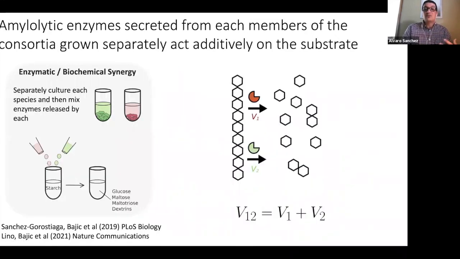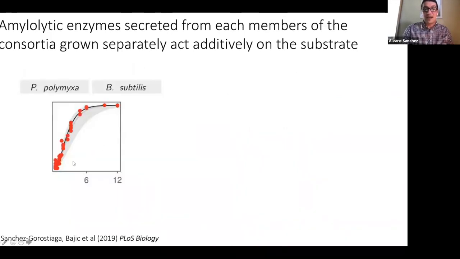And at that point, using basic biochemical kinetics, we know that when you mix two enzymes that act independently on a substrate, the rate of the pair of enzymes is going to be the sum of the rates of both enzymes, right? So if you culture separately each member of these consortia, and then you take the enzymes from A and the enzyme from B and mix them together with starch, and you track the degradation of starch by this cocktail of enzymes, what you will predict is that the fraction of starch degraded over time should scale as predicted by the gray line, right? That's the expectation. And now the actual experimental data is these red points, and the fit is this dark line here, right?